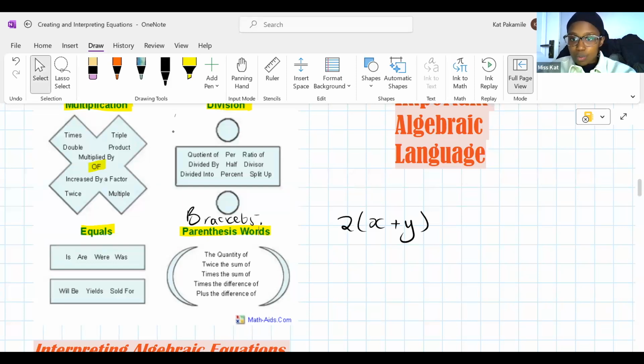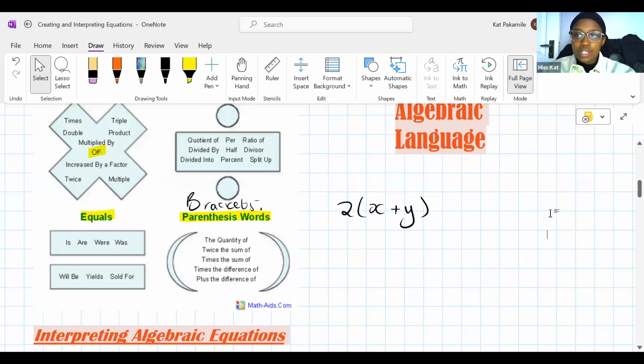I feel like I have spoken too much, and now I need us to work. Let's see what we have. So the first thing we're going to do is interpreting algebraic equations.